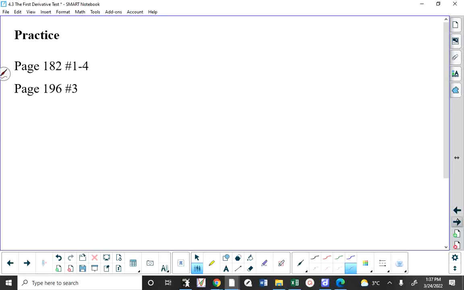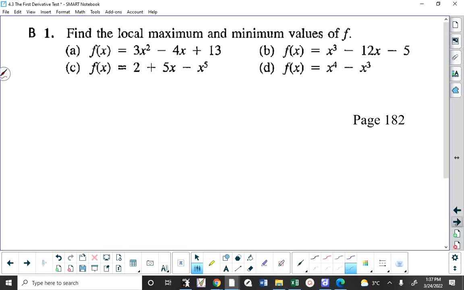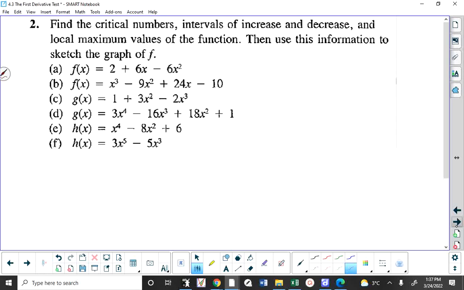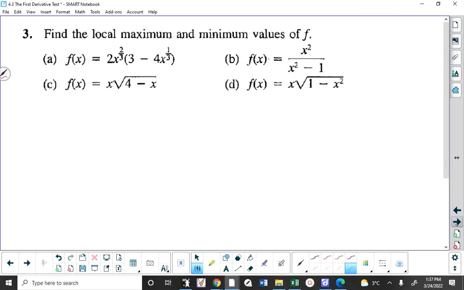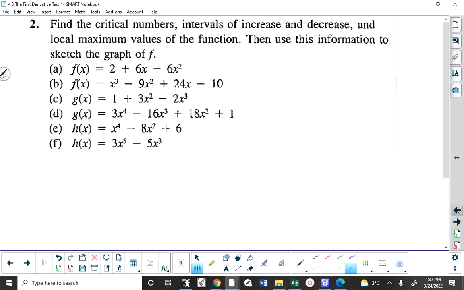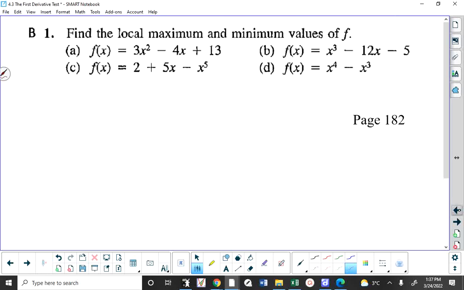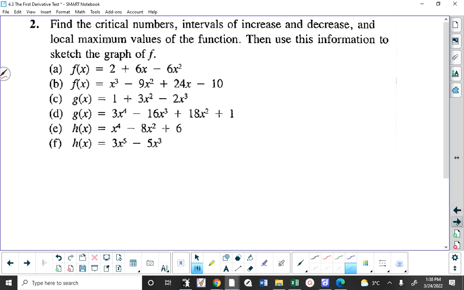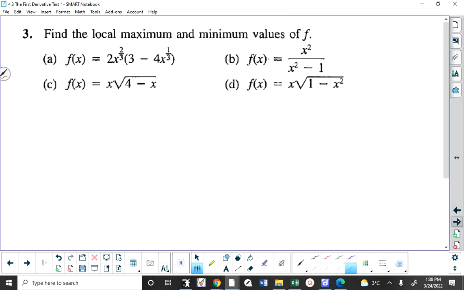Questions 1 through 4 on 182 and then number 3 on 196. If you look at these just briefly as a class right now, all of these questions in number 1 are polynomials, which means any critical point is going to be where the derivative is 0 and it will be a max-min. Same with these. Starts to get trickier when you look at 3. And you and I know there's no way I expect you to do every single question, ever. But I would expect you to look at something like number 3 and go, well, that's weird. Maybe I should try something like that. Or maybe I should try something like A.